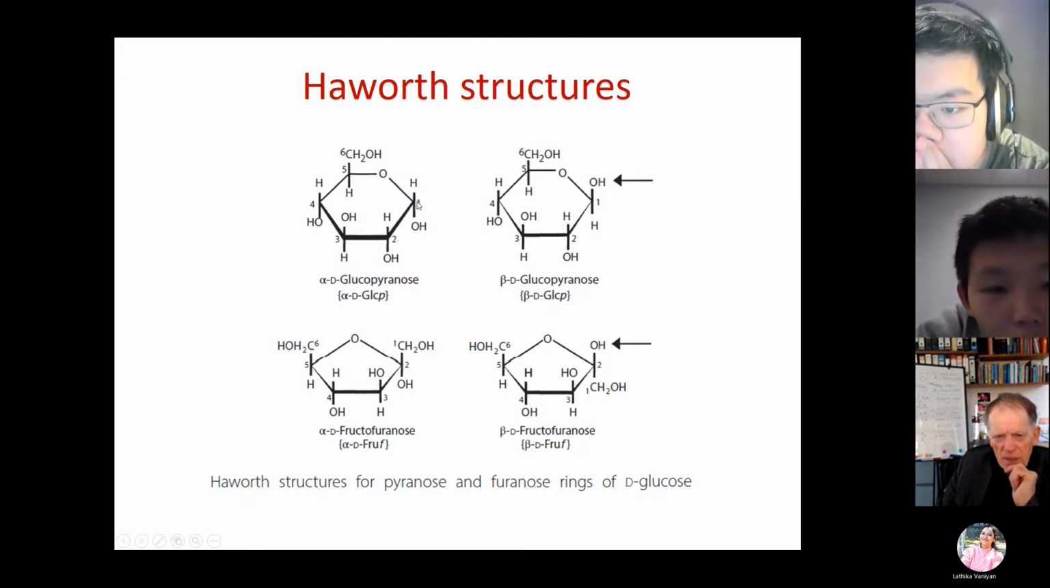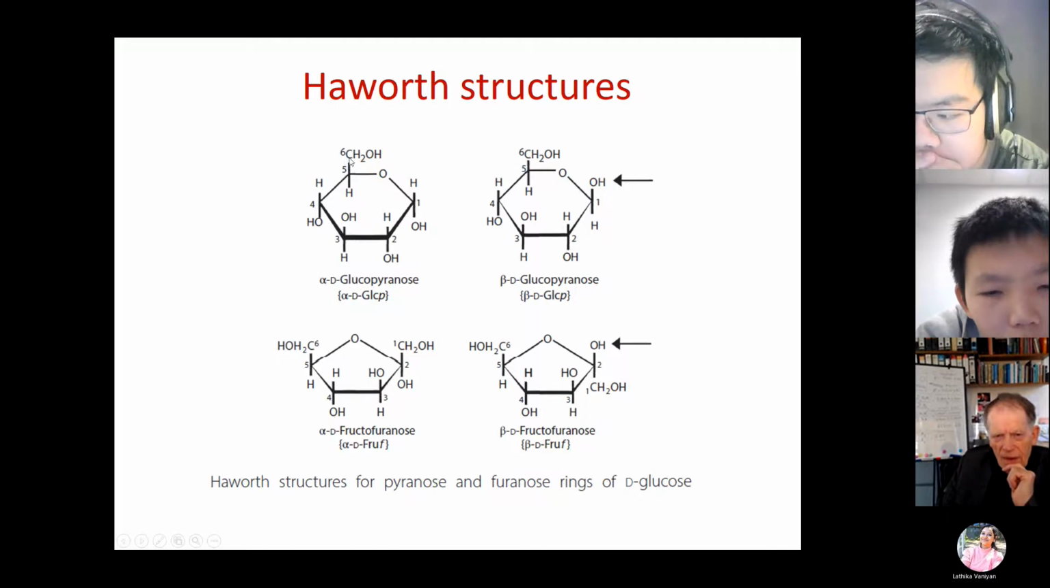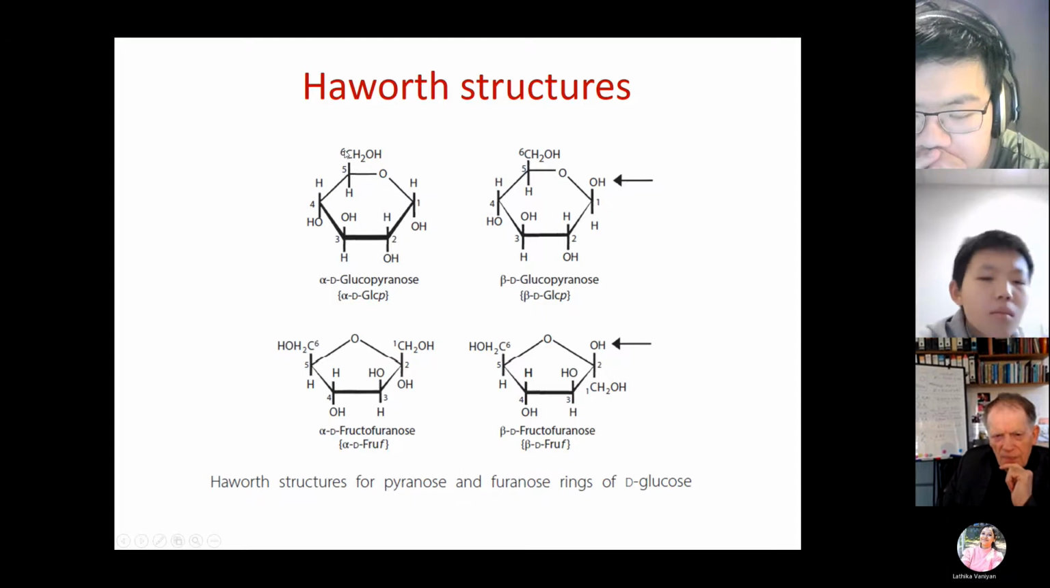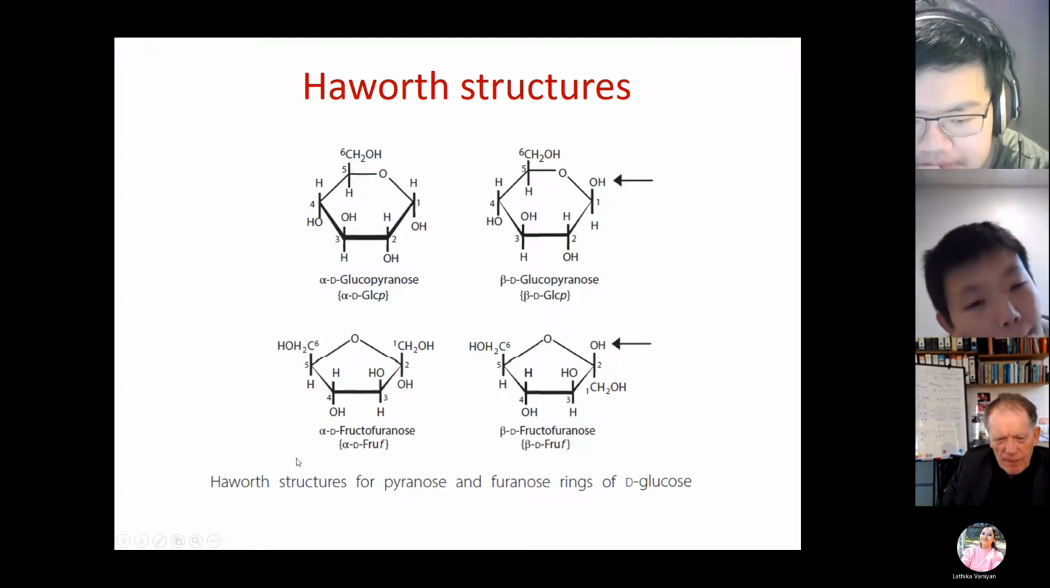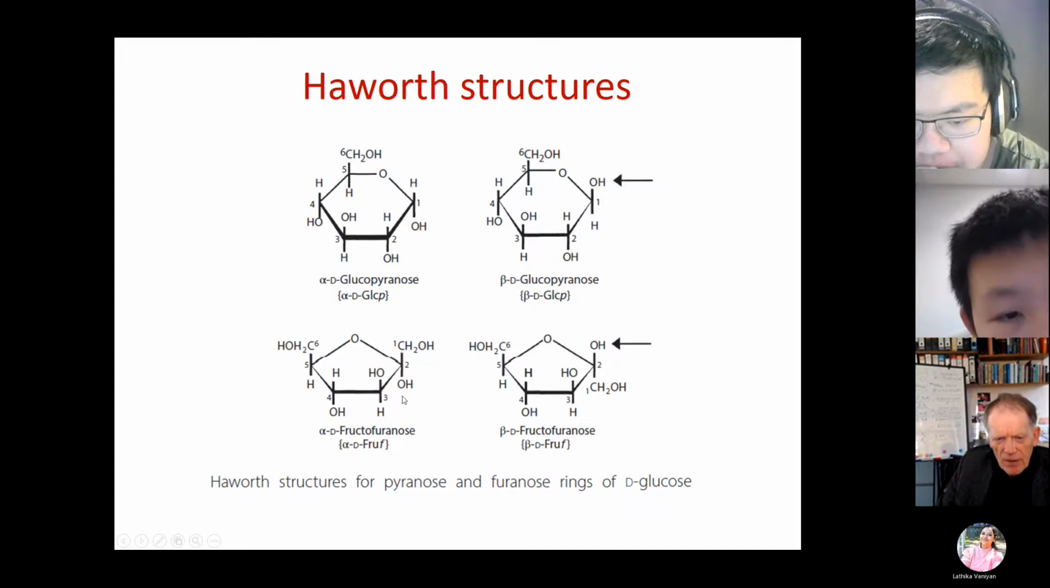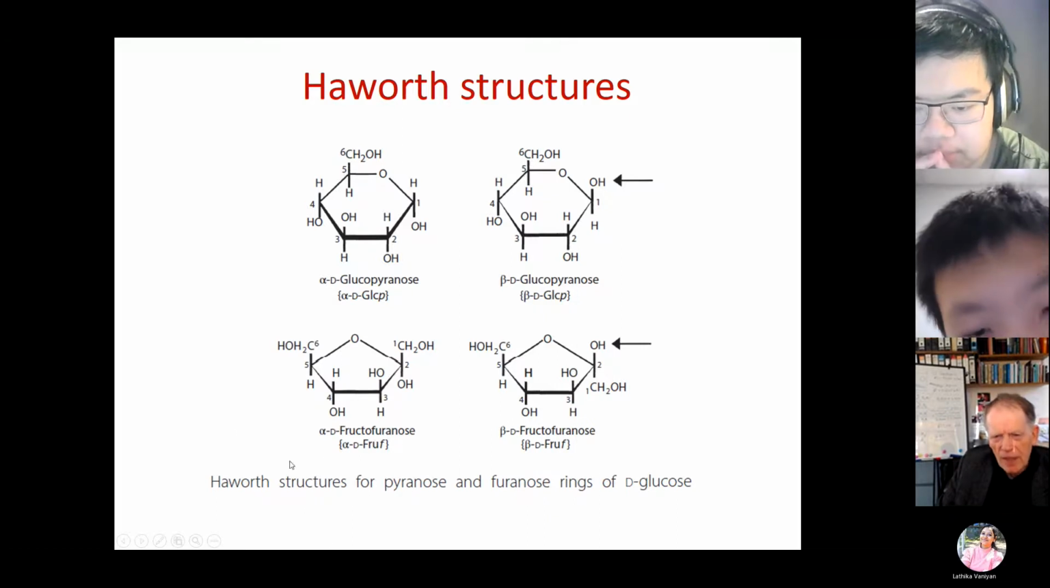This is the numbering of the carbon atoms: 1, 2, 3, 4. This is what's called the anomeric carbon atom, nearest to the oxygen on this side. 1, 2, 3, 4, 5, and then actually you've got this sixth carbon atom here. Whereas fructose forms a 5-membered ring, again with a ring oxygen, and the 5-membered or furanose ring.